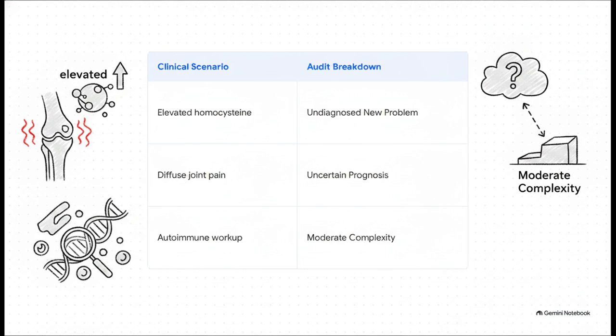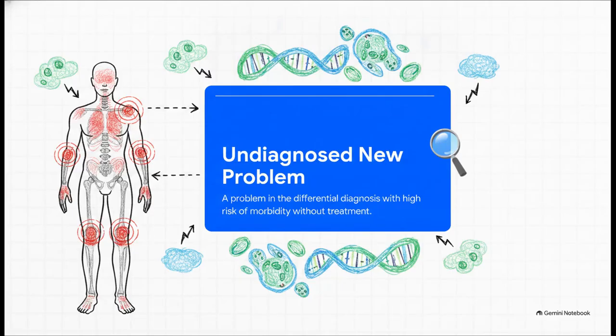Now, our audit breakdown correctly levels this as an undiagnosed new problem with uncertain prognosis, which automatically grants us moderate complexity. But why exactly is that? Well, here is your pro-auditor rule of thumb. It is not just about the localized symptom of joint pain. It's the fact that the provider's differential diagnosis actively includes conditions likely to result in a high risk of morbidity without treatment. The provider explicitly documented the need to rule out systemic, high-risk conditions like arthritis or autoimmune diseases.